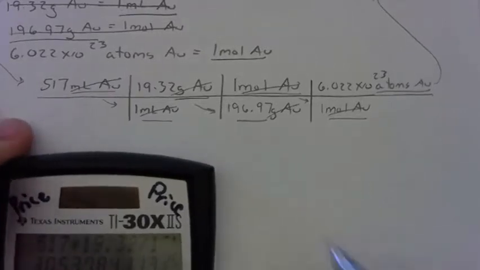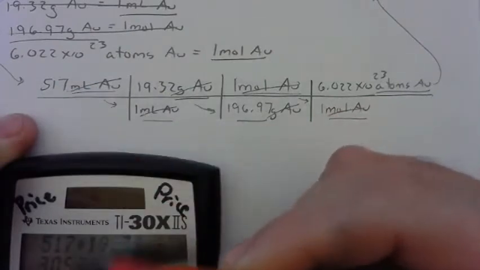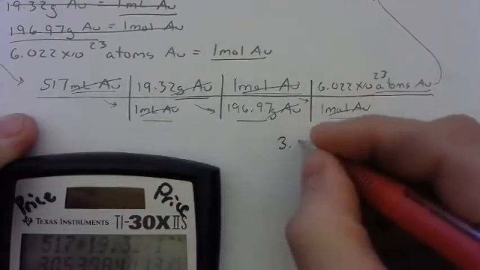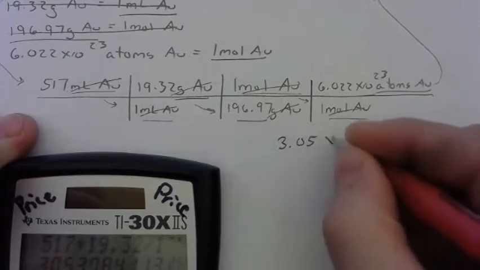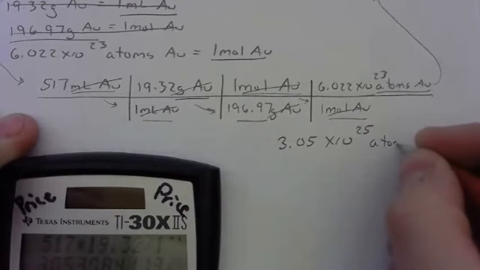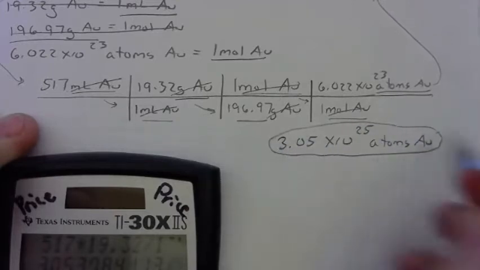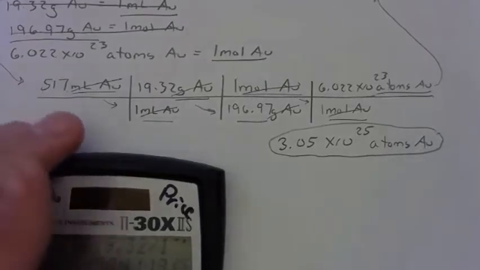So on my calculator, we have 3 significant figures in our starting point. So I rounded off after the 3rd digit. I have 3.05 times 10 to the 25th atoms of gold. And that is my answer to my first problem.